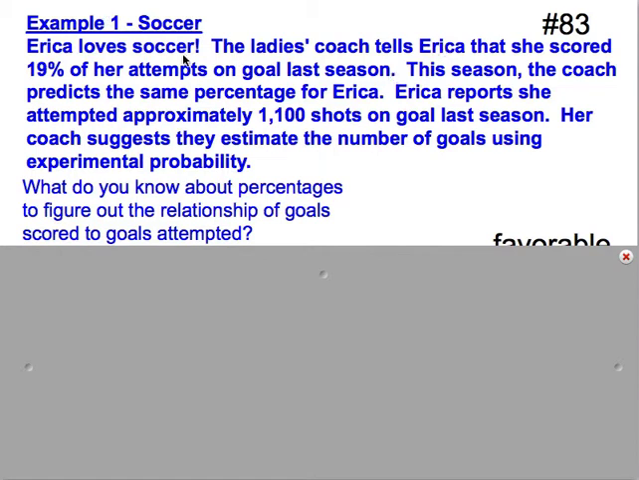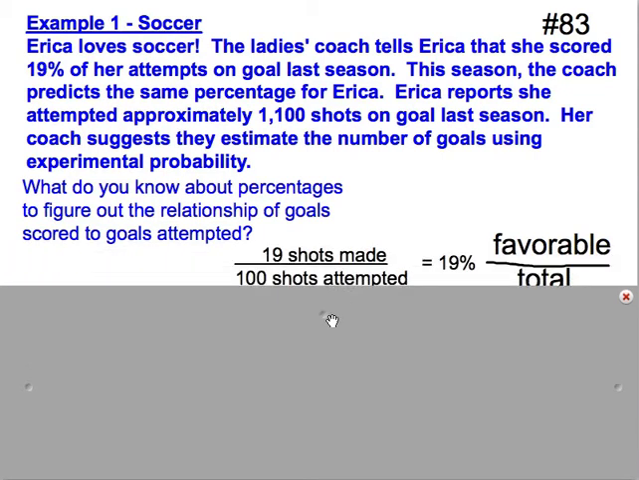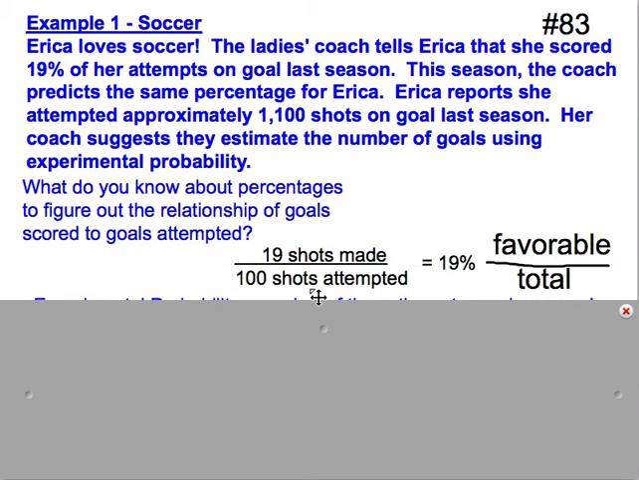They tell us that she scored 19% of her attempts, but we want that as a fraction. So we're going to take what we know about percents and make it into a fraction. So for probability, we have the favorable outcomes that we want over the total. For 19%, that's 19 shots made out of 100, because 19 over 100 is 19% as a fraction.